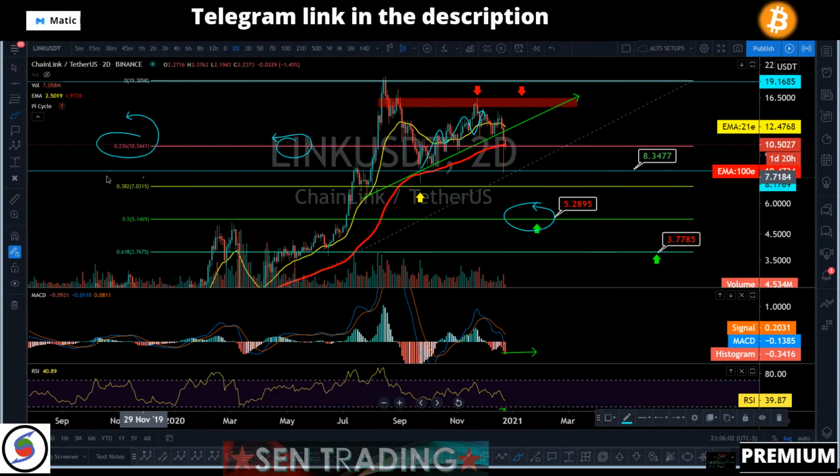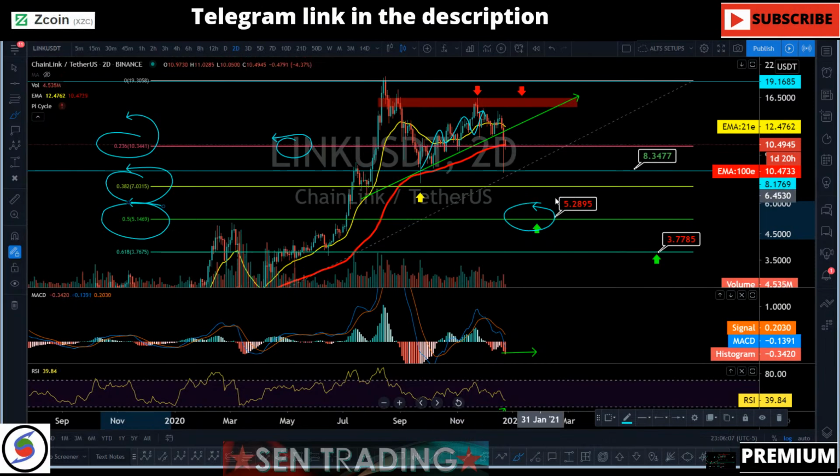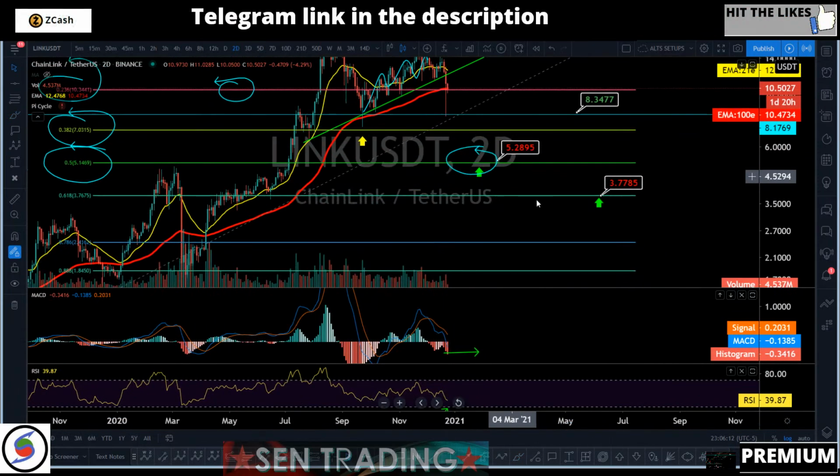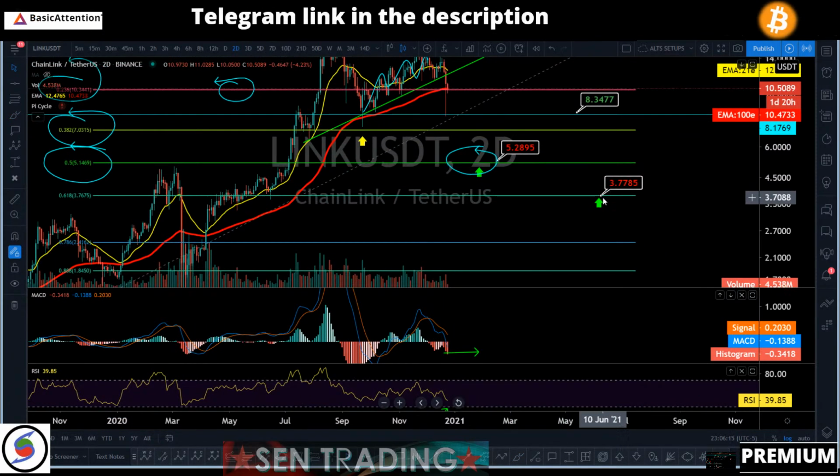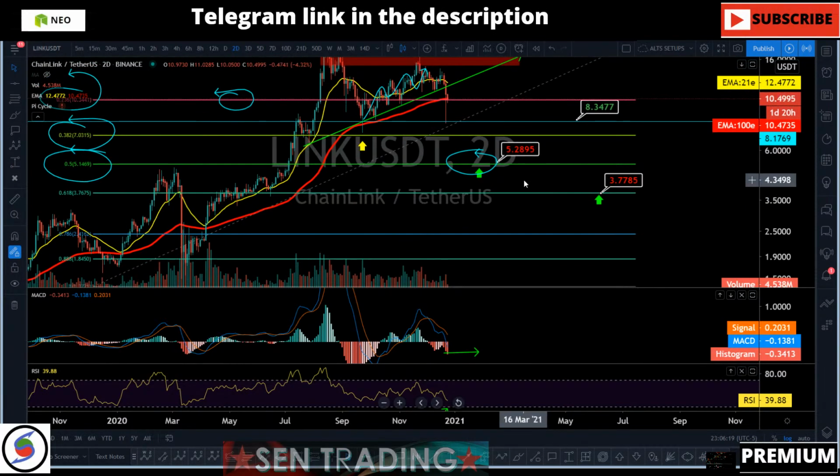Okay, we got 382 right there, and the 50% pullback. You just have to wait for it. It is most likely going to be a very good entry, right? The second entry is going to be 3.77. So just about an average of 4.5, right?